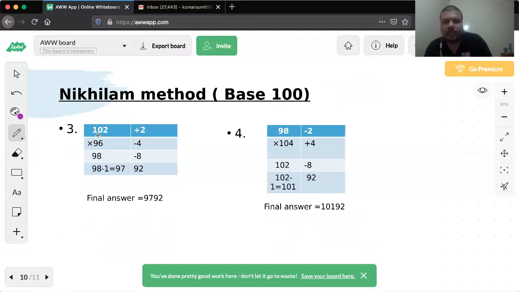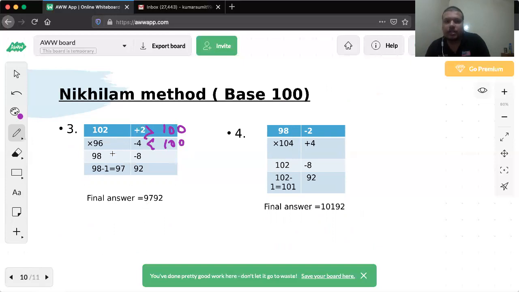Now let's see 102 into 96. Again, we have to do multiply. It looks very tough on the outside. 102 into 96, and many kids will get scared seeing that. Fine. So here again, 102 is 2 greater than 100. 96 is 4 less than 100.